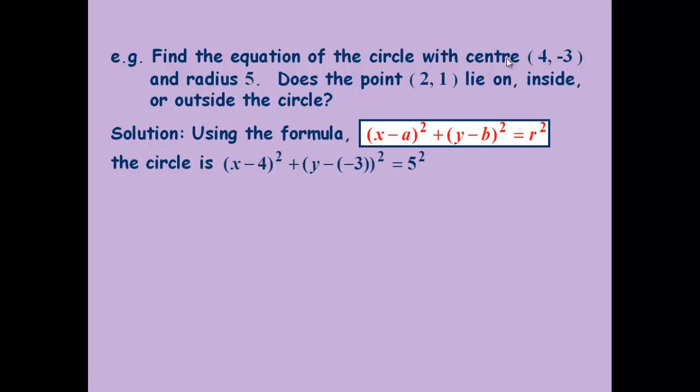Well, to start off with, if the centre's (4, minus 3), we get x minus a, so x minus 4, y minus b, which is y minus minus 3, so we get (x minus 4) squared plus (y plus 3) squared equals the radius squared, 25.